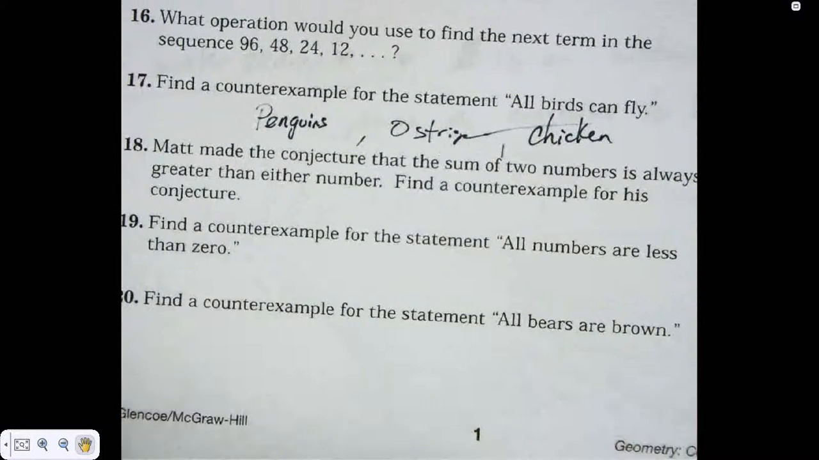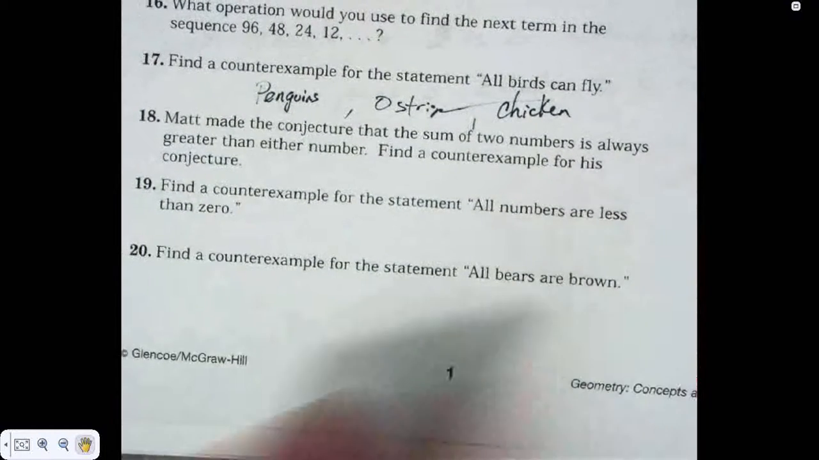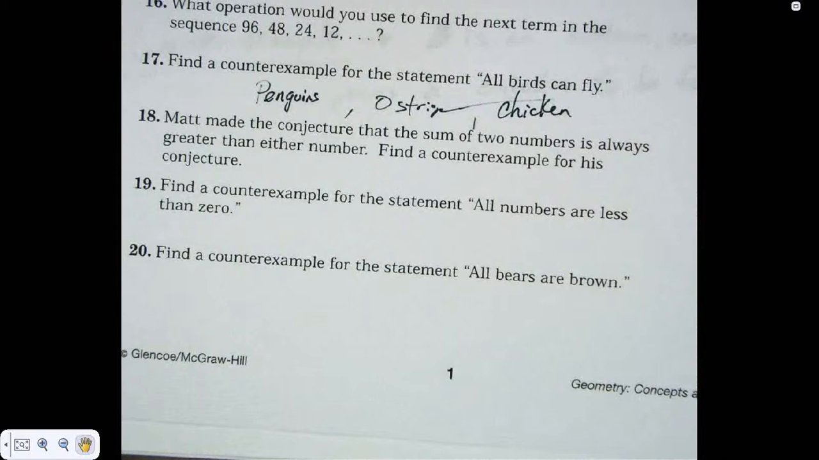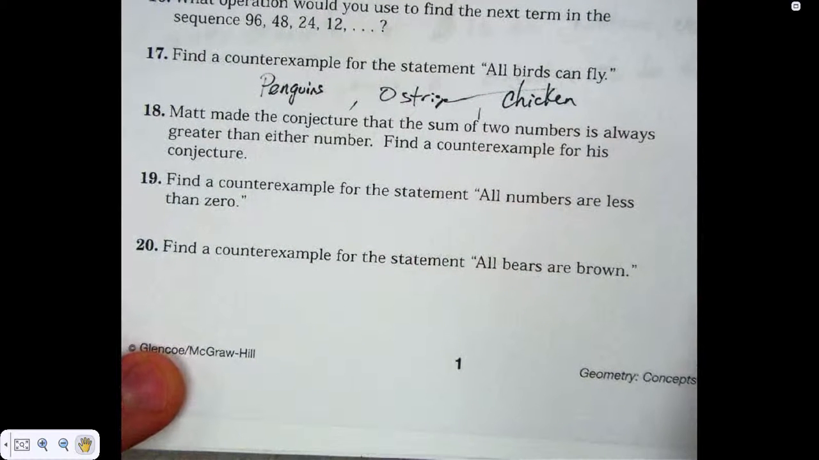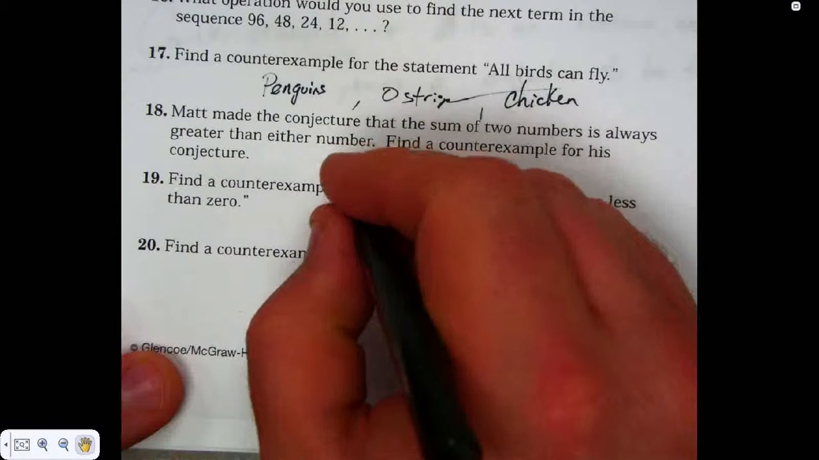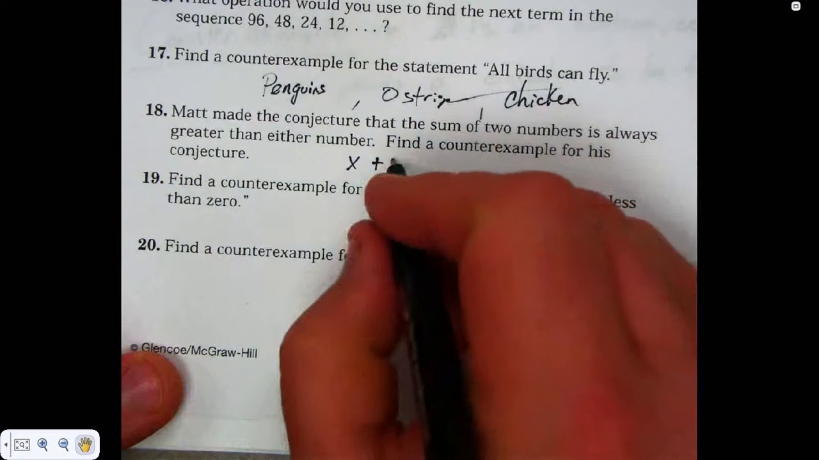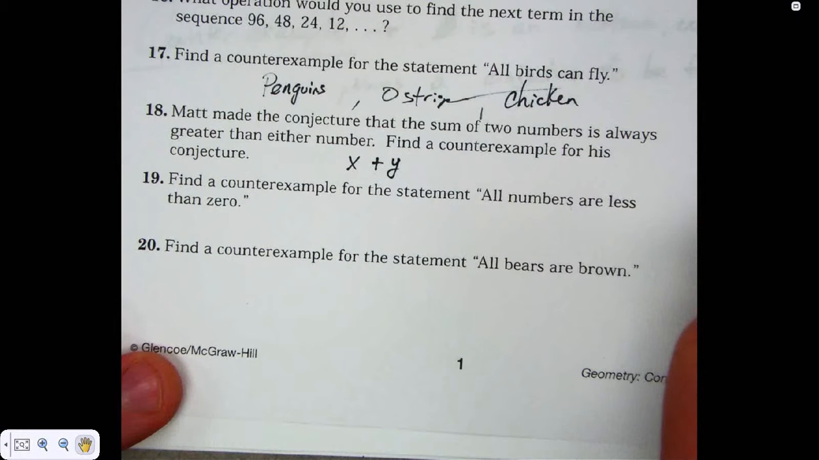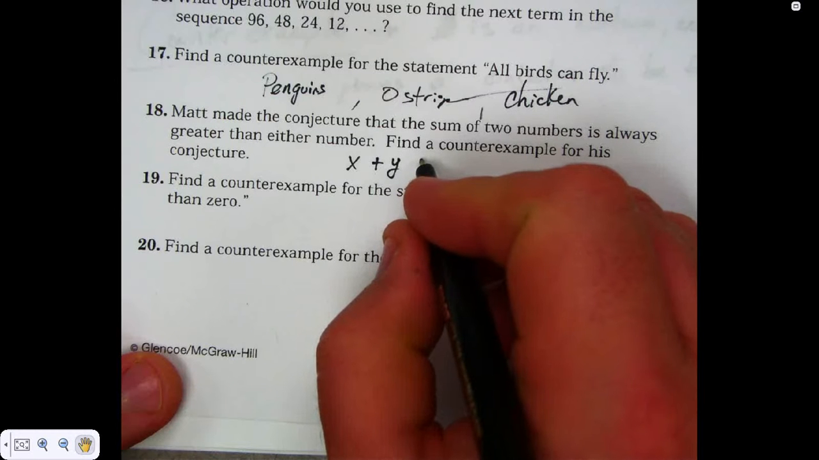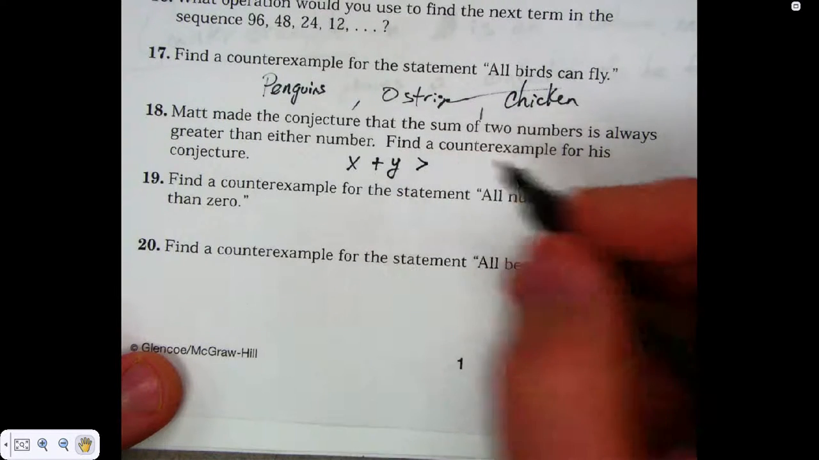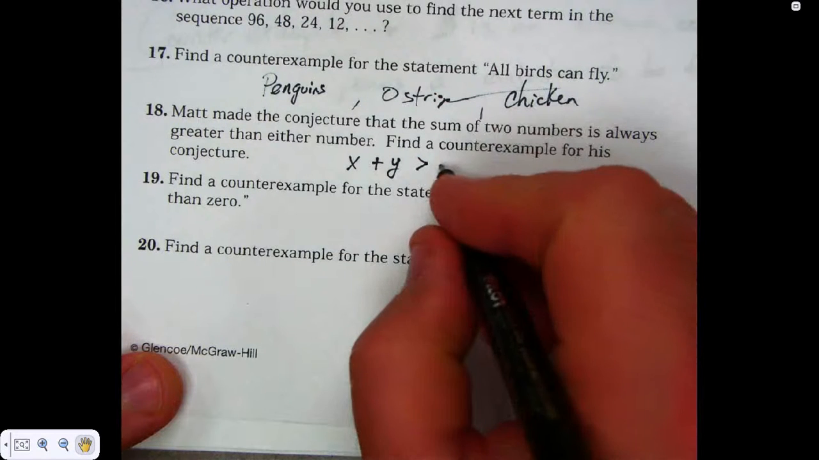Matt made the conjecture that, now here, you guys won't like this one as much. Matt made the conjecture that a sum of two numbers is always greater than either number. Okay, so if I had two numbers, and I am a mathematician, I guess you could say, so sum of two numbers, we'll call one number x. Sum means add, right? Plus some number y will always be greater. What you get will always be bigger than either number, x or y.